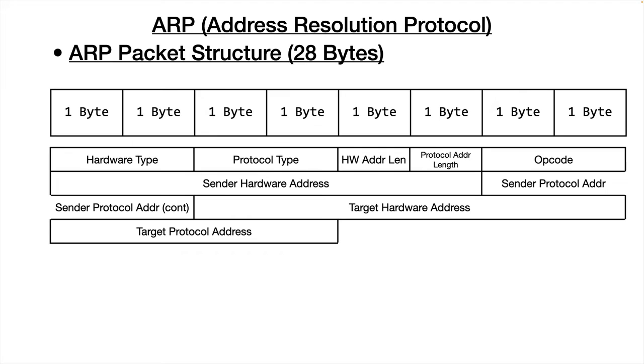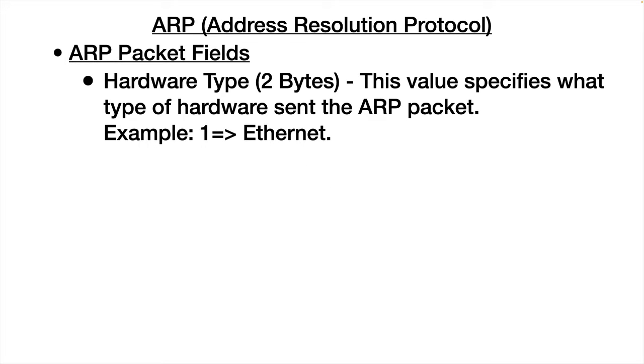So this is the ARP packet structure. An ARP packet is 28 bytes in length, and here are all the fields shown. We'll go through them one by one and talk about what they mean. The first thing is the hardware type. It is 2 bytes. That basically tells what type of hardware sent the ARP packet.